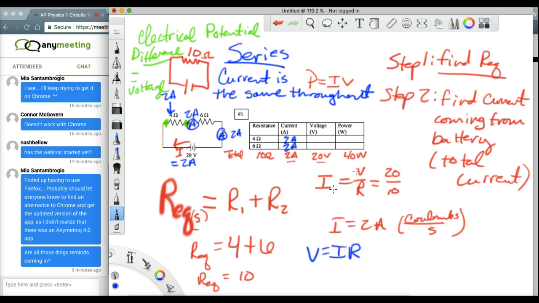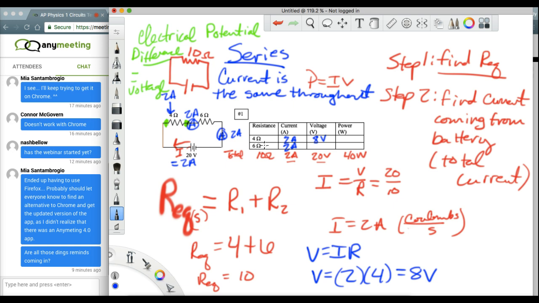Well, actually, it's the same as that equation there, it's just rearranged. And the current going through that resistor, we already said, is 2 amps. And that resistor has a resistance of 4 ohms. So 2 times 4 is equal to 8 volts. So the voltage drop across this resistor is 8 volts.